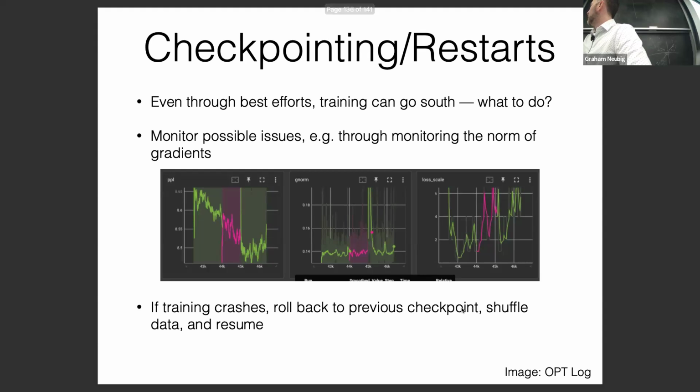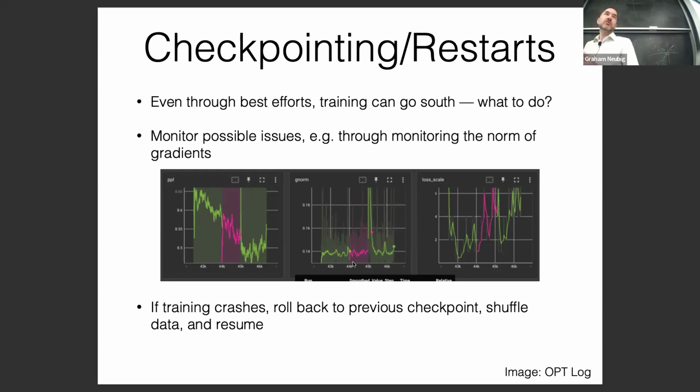If training crashes, what can you do? A very common thing to do is to roll back to a previous checkpoint, so save out checkpoints periodically. Roll back not to right before the gradient spiked, but roll back to, like, 100 steps before the gradient spiked.